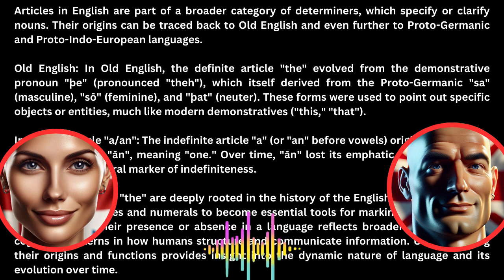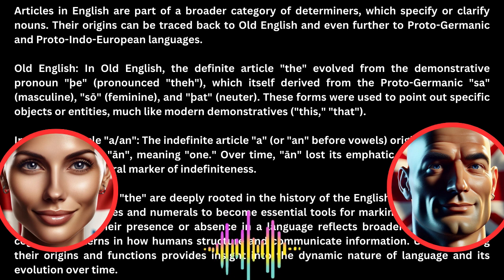Really? No articles at all in some languages. That's hard to imagine after everything we've discussed. I'm really curious to learn how those languages manage. It sounds like a completely different approach to communication. It is, and it highlights the incredible diversity of human language and the creative ways that different linguistic systems convey meaning. So if you're ready for a linguistic adventure, stay tuned for part 3, where we'll journey beyond English and explore the world of articles or lack thereof in other fascinating languages.